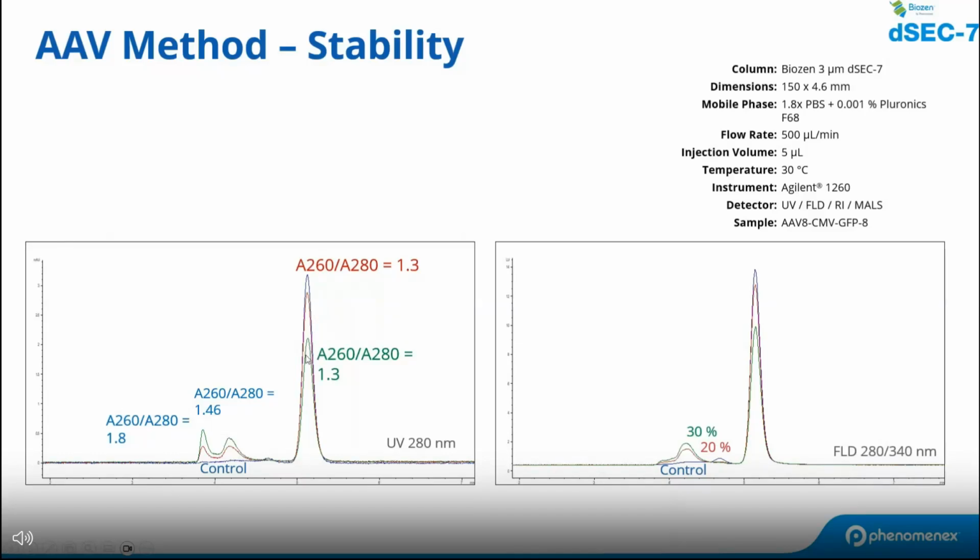For example, this main peak always stays at 1.3, which is as expected of a full AAV. And then these ones up here, this first one actually has an A260 to A280 of 1.46. But if you look at this one on the far end, it actually has 1.8. And it's only the separation that allows you to start bringing in detectors and really identify what these things possibly could be.